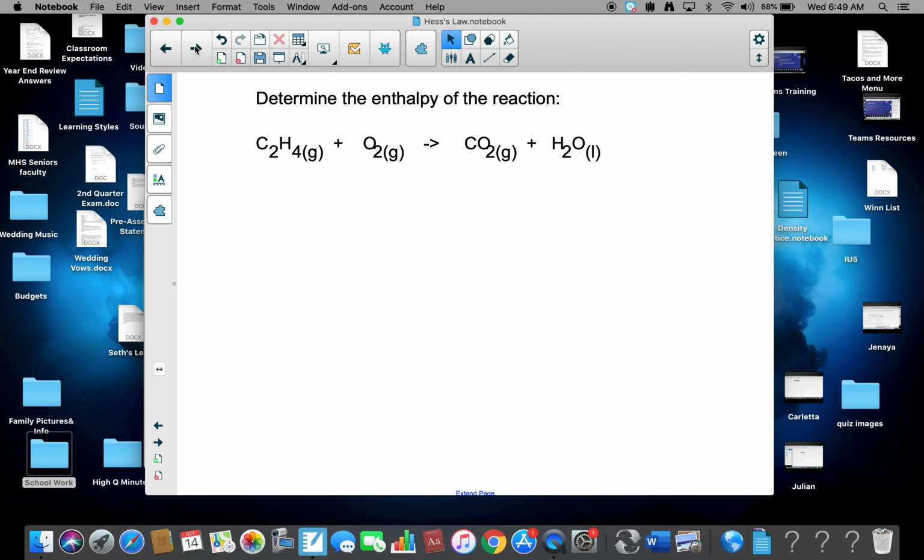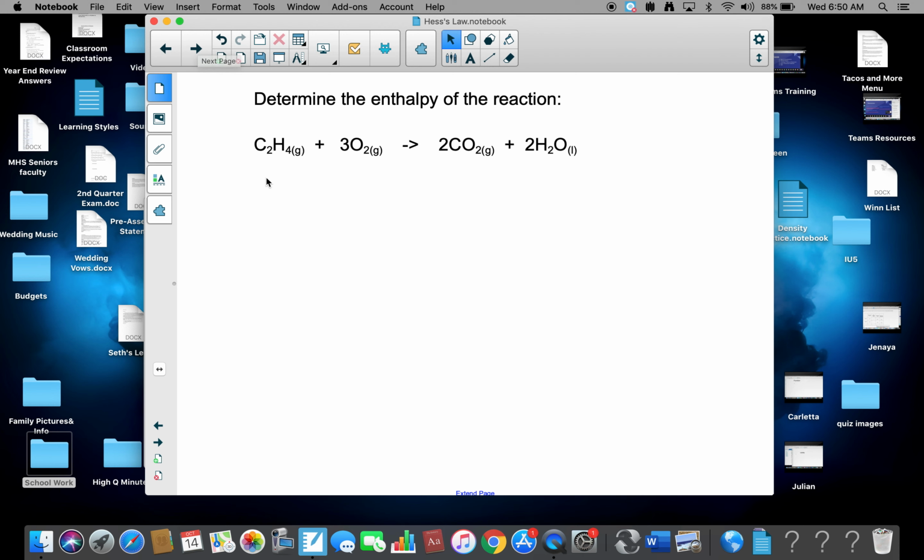All right, so let's look at a problem. Determine the enthalpy of the reaction C2H4, ethene, plus oxygen yields carbon dioxide, CO2, and water. And we have all our states here: gas, gas, gas, and liquid. All right, the first thing we've got to do is balance it. I have 2 carbons, so I put a 2 over here for the carbon dioxide, 4 hydrogens, 4 over here, 4, 5, 6, so I put a 3 in front of the oxygen to balance it up. So at the end of the day, this is what I should end up with.